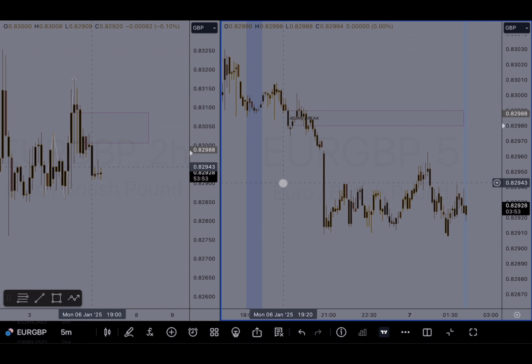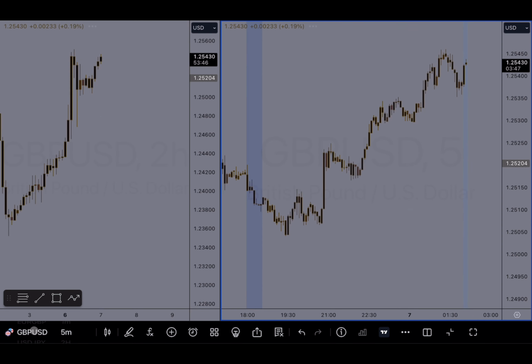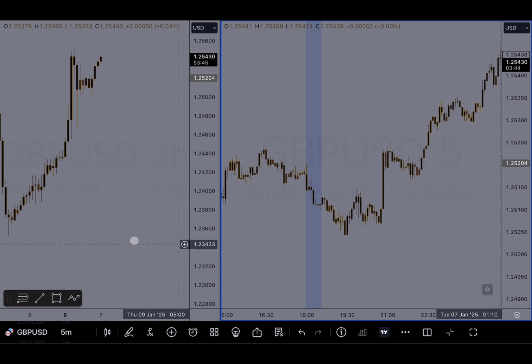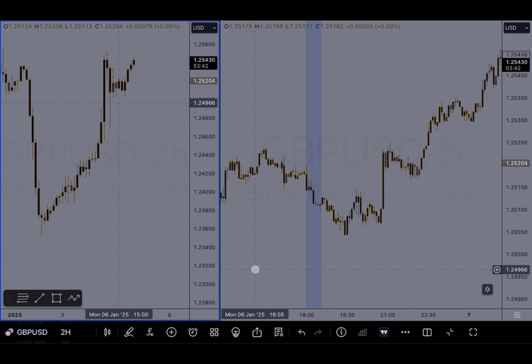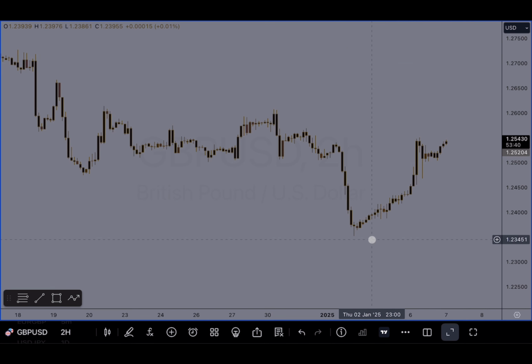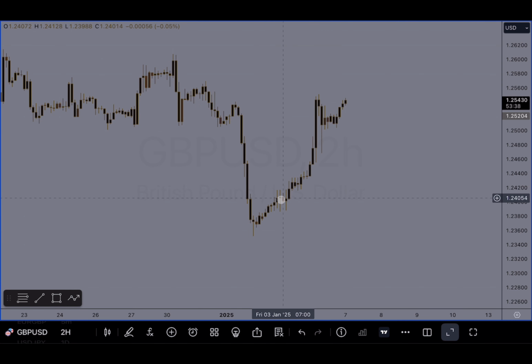Now, with that being said, we're gonna go ahead and just cycle through our watch list here. Okay, and the next up is going to be the GBP USD. Now, same process. We're going to start on our higher time frame, and we're going to try to find a pendulum first, so that we can find a pivot point to work with.